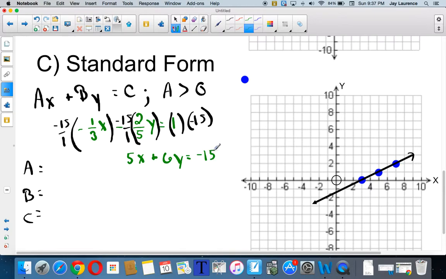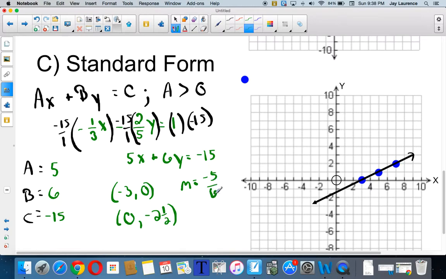I can tell you I don't like my y-intercept again. I do like my x-intercept, and I'm going to use my slope. All right, so anyway, a, b, c, easy as 5, 6, negative 15. All right, so my x-intercept is going to be negative 3, 0. My y-intercept is going to be 0, and 15 over 6. I think that's negative 2.5. Okay. And then my slope is going to be negative a over b.